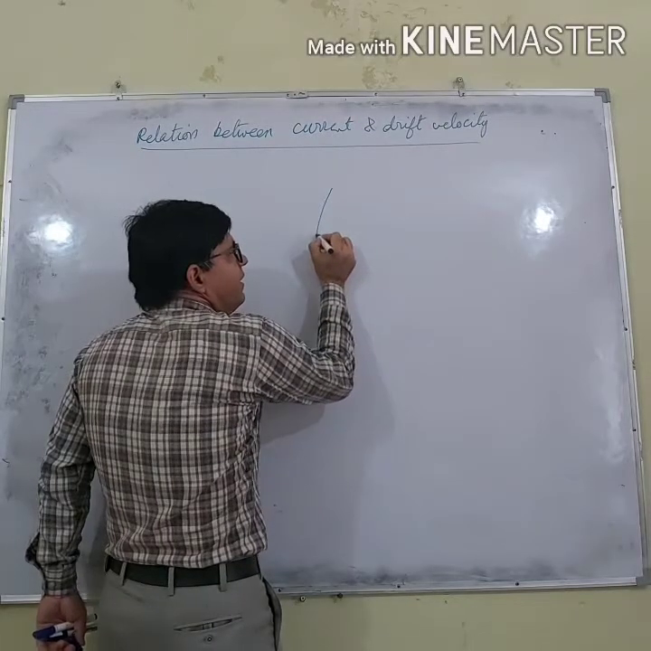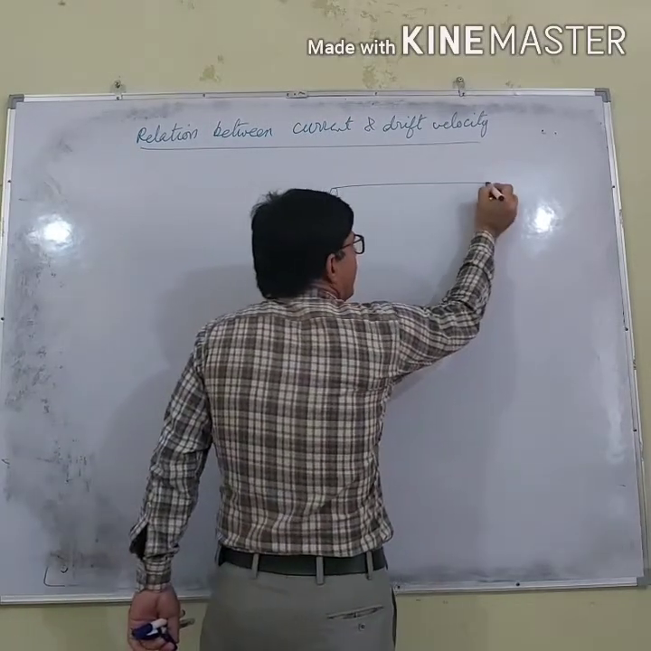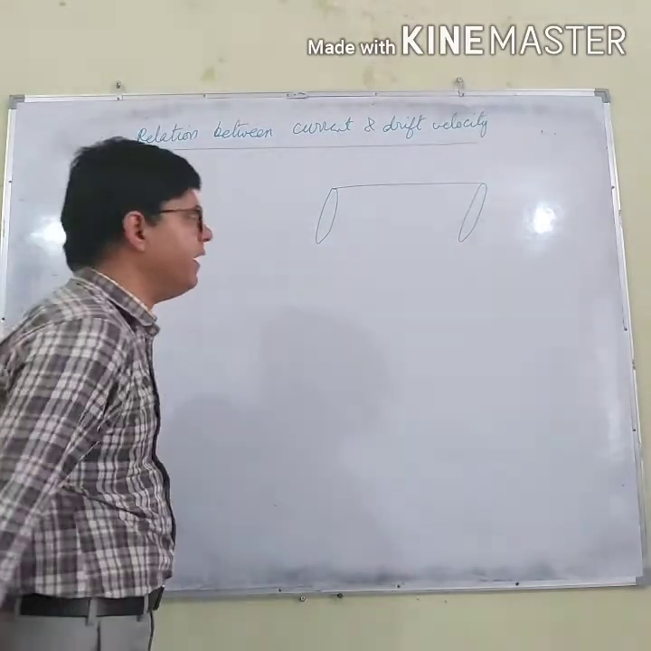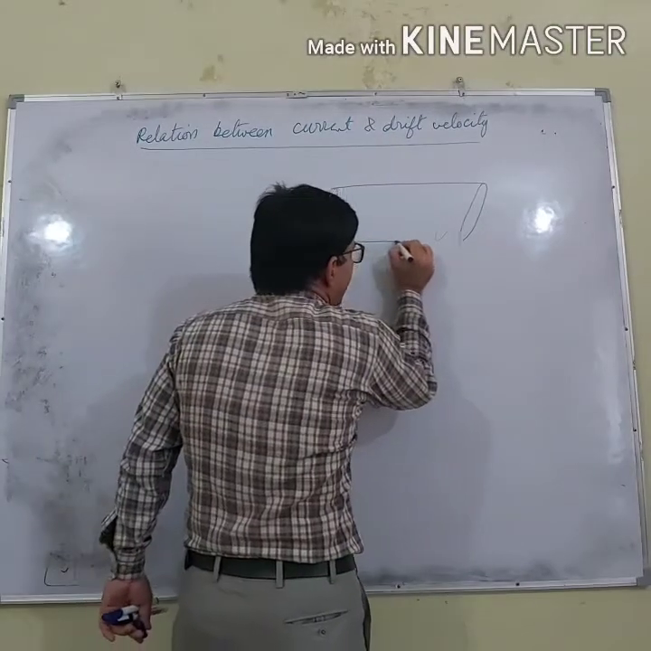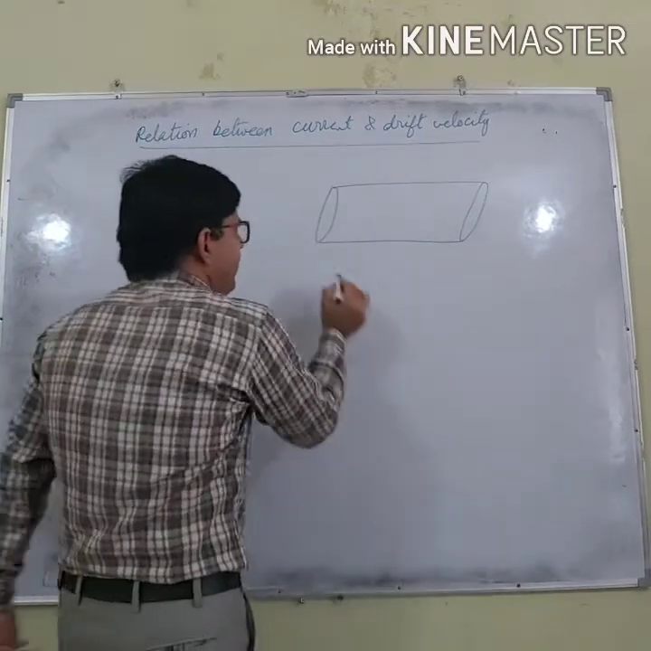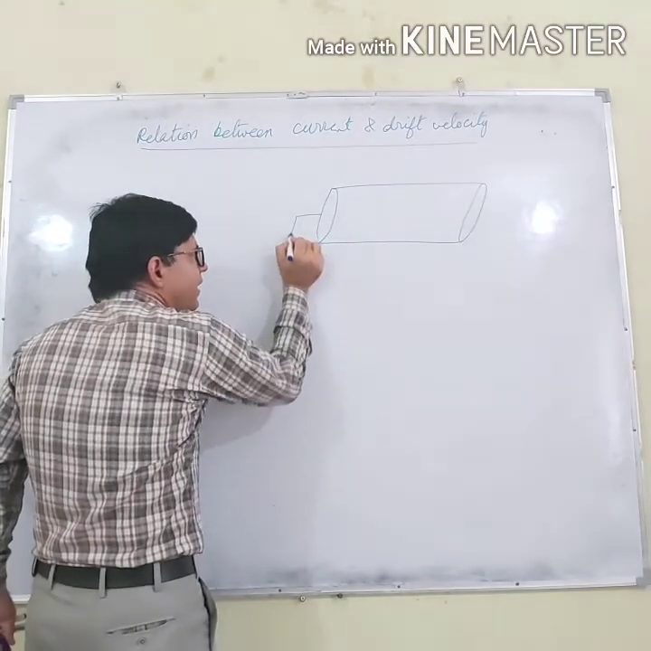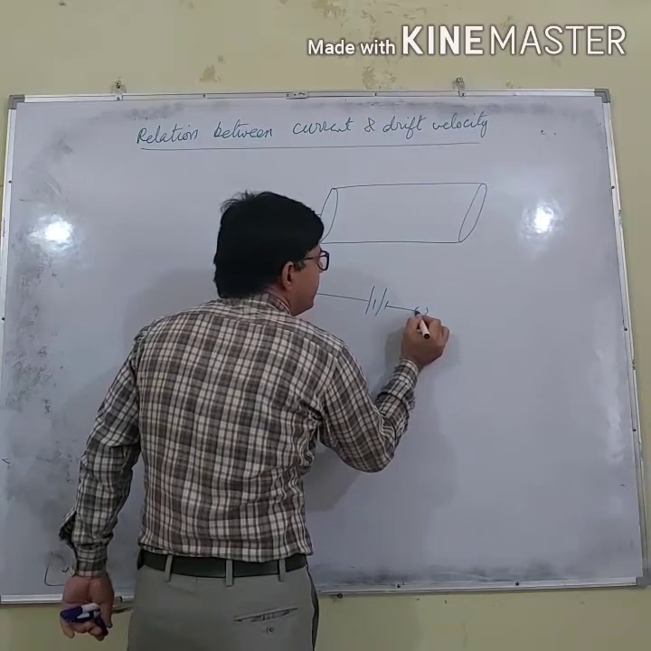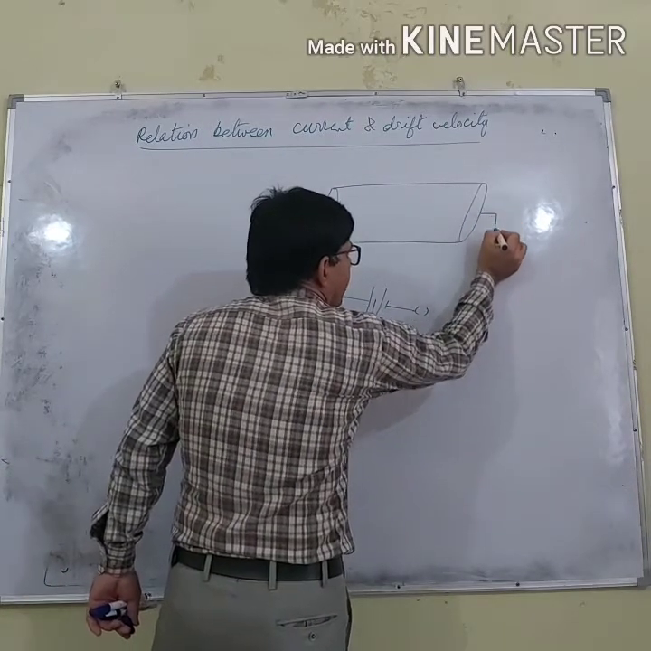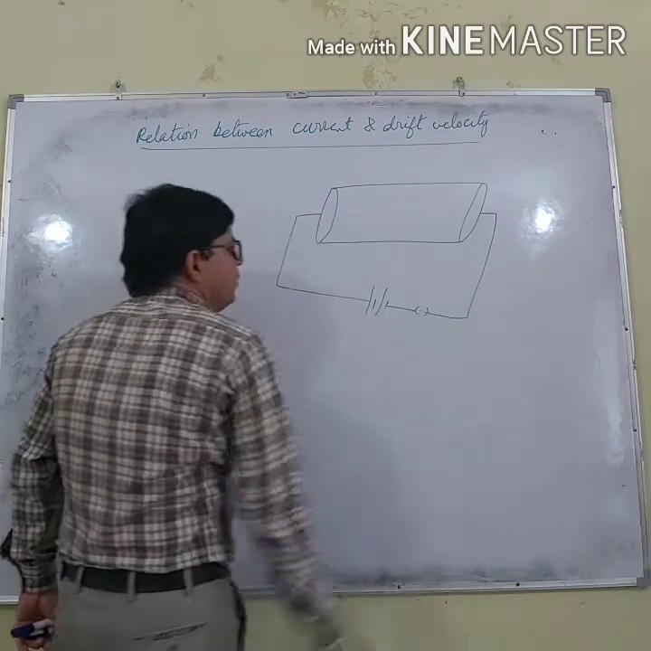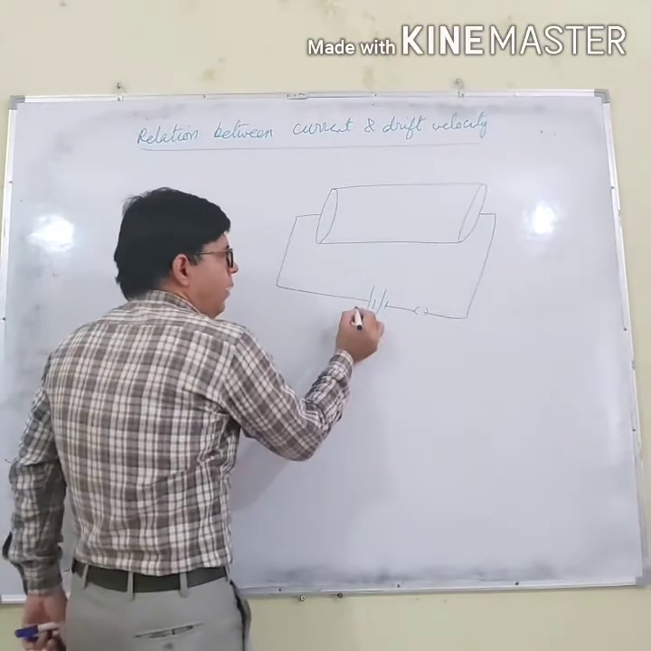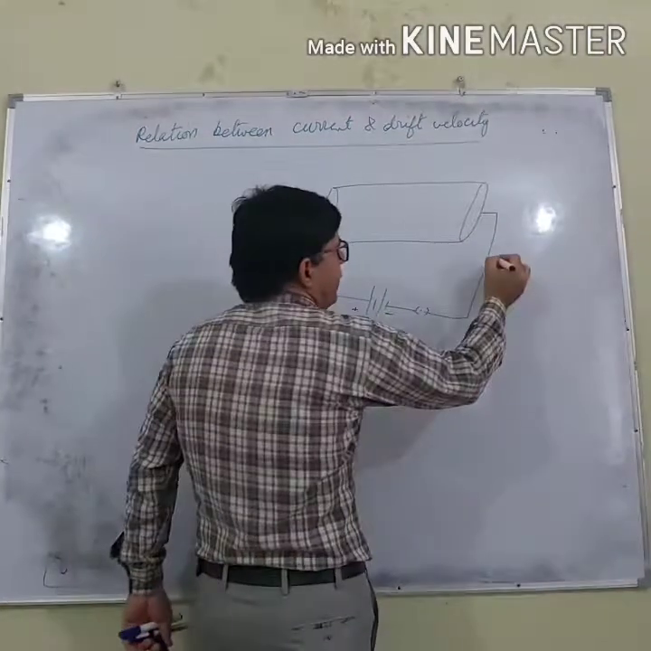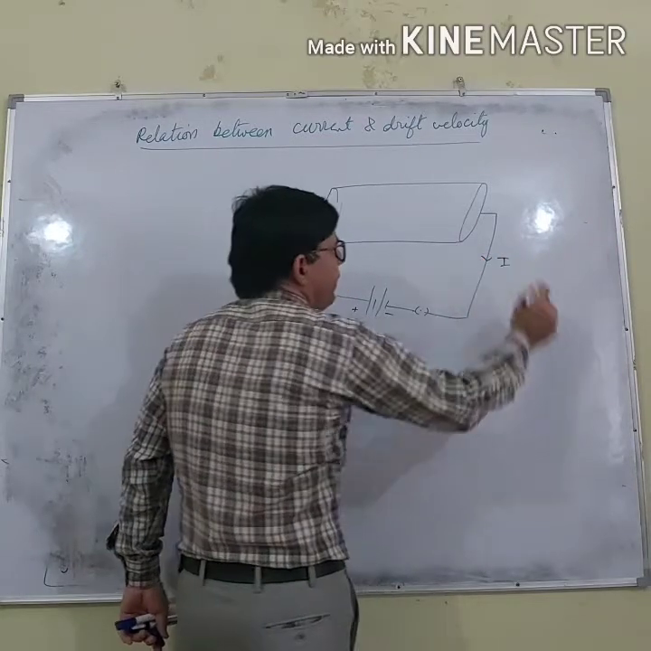Let us consider a cylindrical conductor. I have a conductor in the form of a wire, and the wire is also cylindrical. This cylindrical conductor is connected to a battery. Let us say this is a battery and this is the key. So when it is switched on, there is a flow of current I in the circuit.